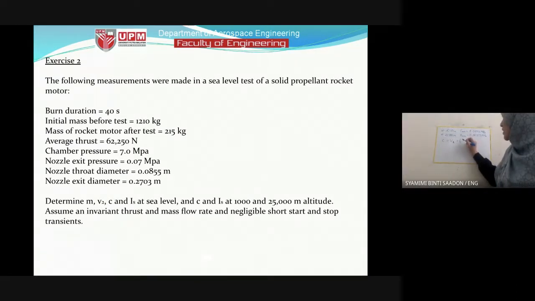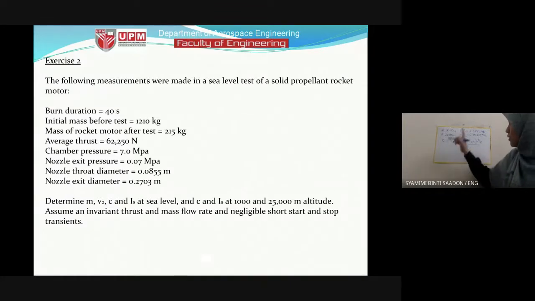So this one, P exit is still the same, which is 0.07 megapascal just now. P exit minus P ambient, so P ambient depends on the altitude, and the area is also still the same, divided by the mass flow rate of the propellant, 34.9. So this is in meters per second, a velocity unit. So this one no need to multiply by g because we already have velocity.